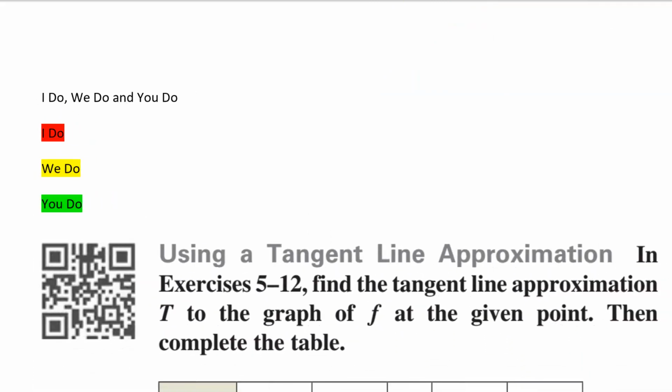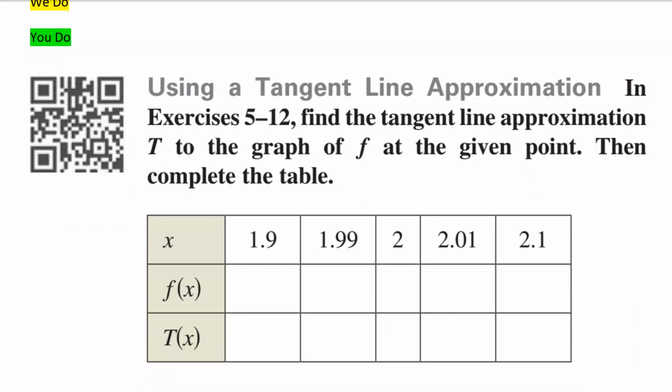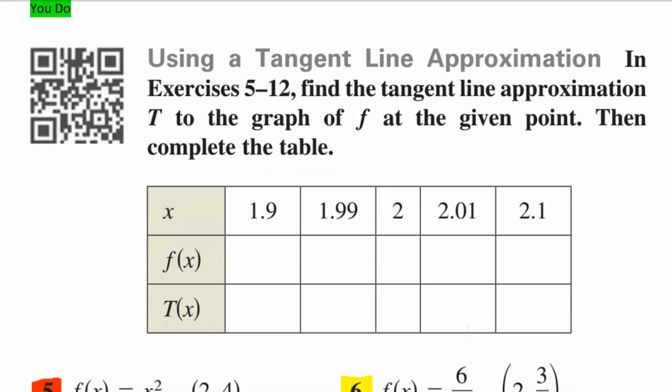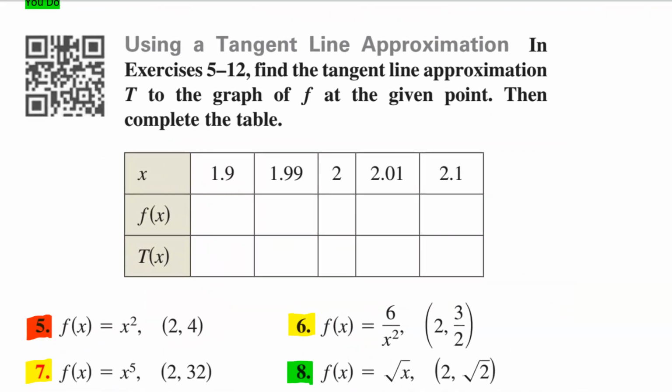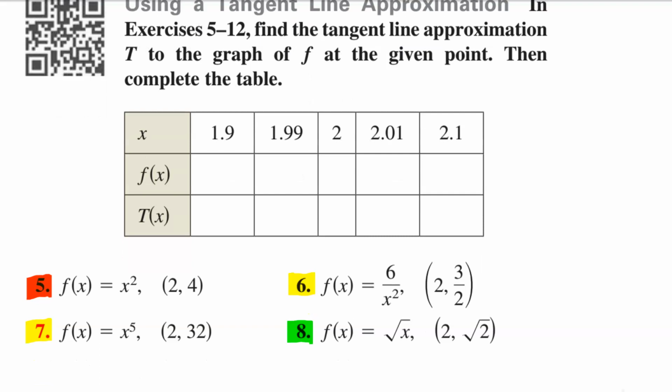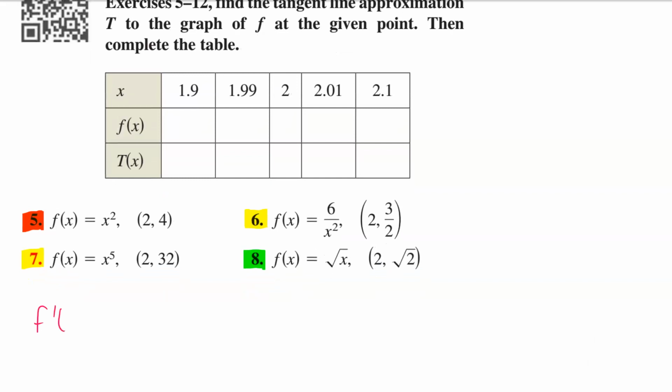So I've color-coded the I do, we do, you do. It's our kind of red, green, and blue. So we're going to find the tangent line approximation for the functions that follow. I've got the function x squared and the point 2, 4. So considering that, my derivative of that function is 2x. The point I'm considering is at 2. So my derivative at that point is 4.